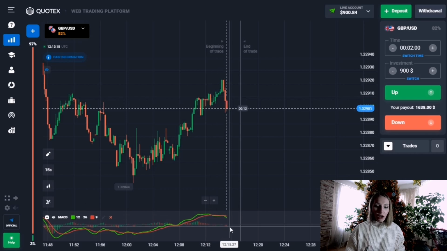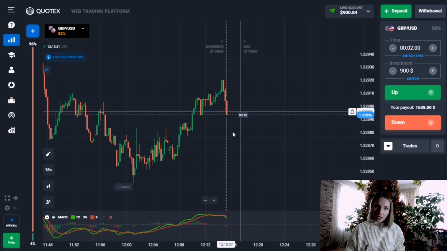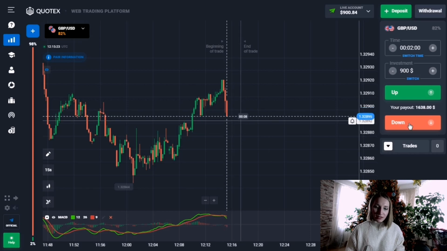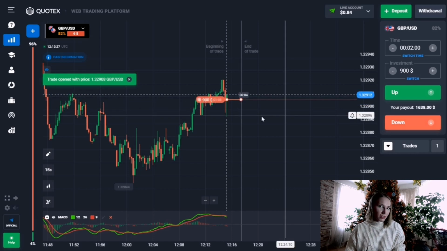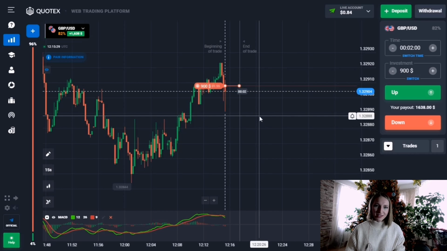Well, here we can see also the indicator showing us that there's a good entry point for down. Also pay attention to our chart, you can see the price starting to fall. So let's open a trade with down for 2 minutes. I think we will get a small pullback down definitely. So let's check it.